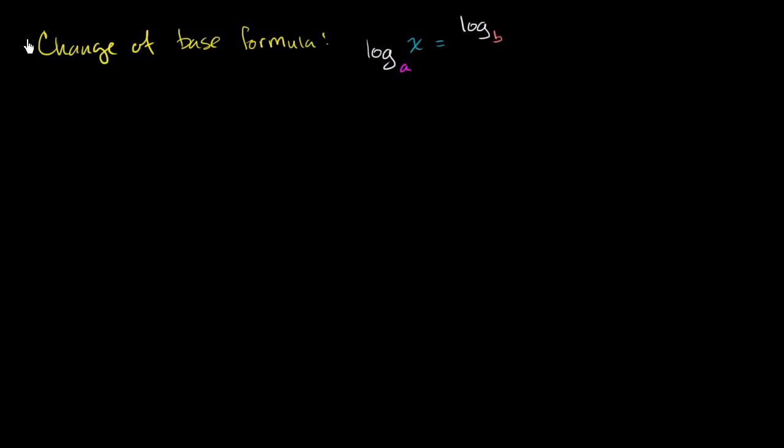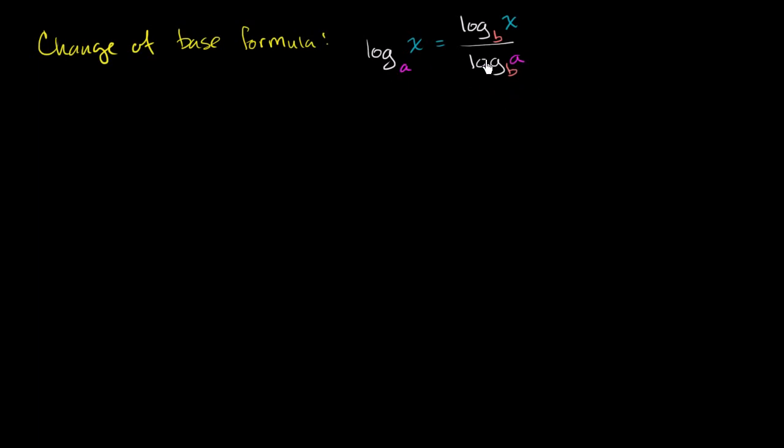What I want to do in this video is prove the change of base formula for logarithms, which tells us that if I want to figure out the logarithm base a of x, I can figure this out by taking logarithms with a different base. This would be equal to the logarithm base b, some other base b, of x, divided by the logarithm base b of a.